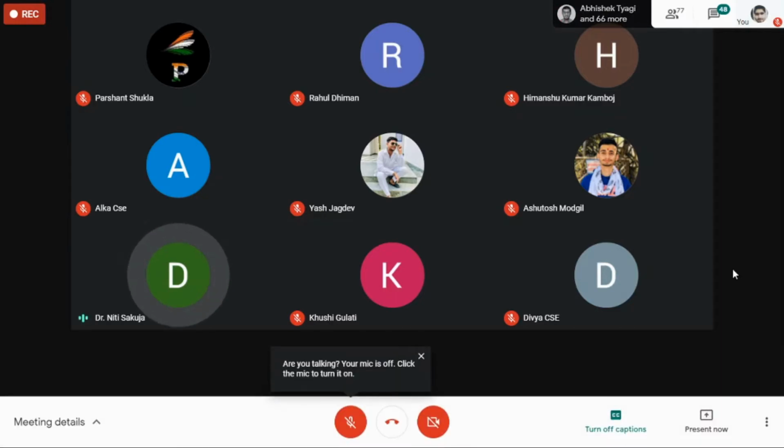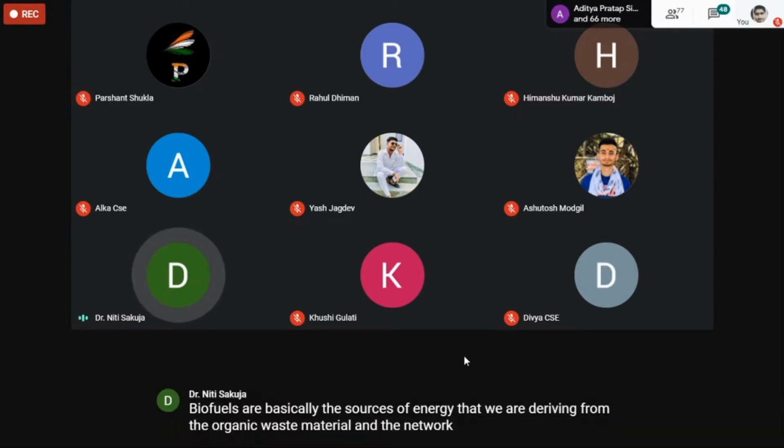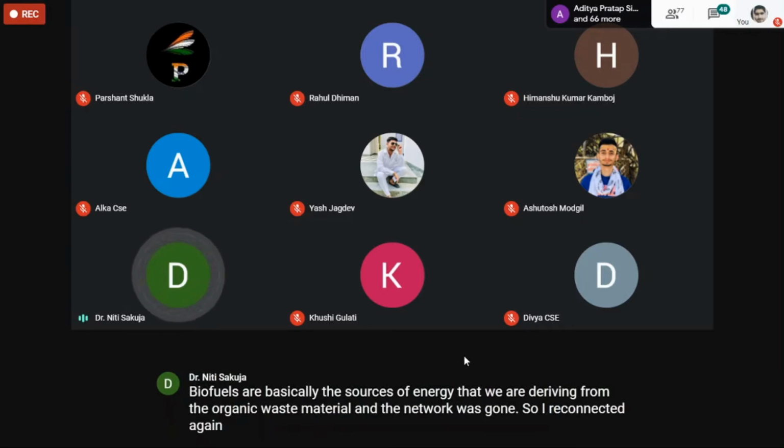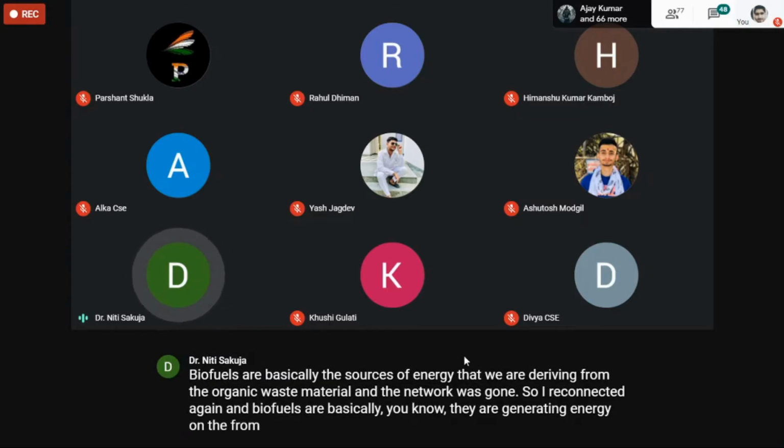Biofuels are basically sources of energy that we derive from organic waste material. The network was gone, so I reconnected again. And biofuels generate energy from the sources that are available to us.